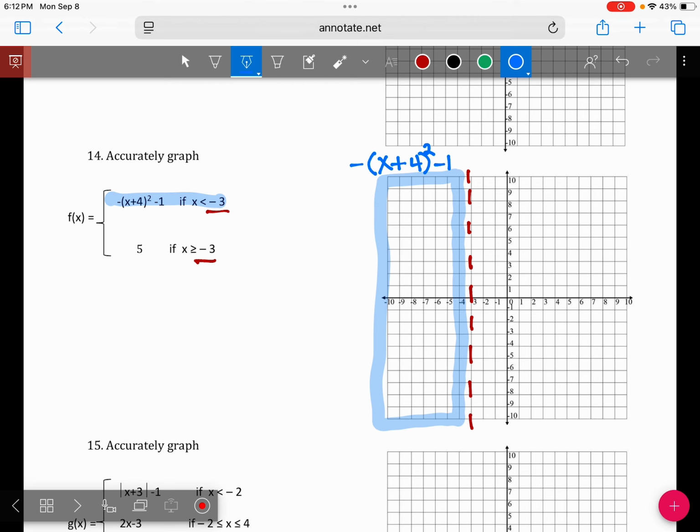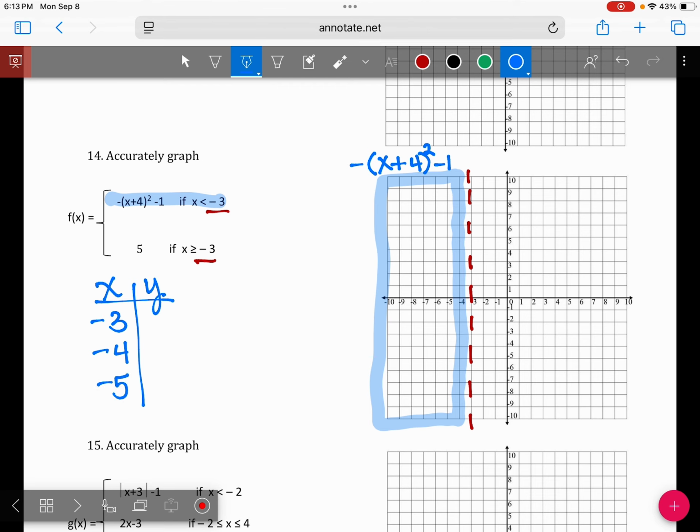So I know this is a parabola because it's squared. And I also know it's going to face downward because it's negative. So I'm going to make my T-chart. I'm going to start my chart at -3. And remember, I have to use these numbers. So I'm going to stick pretty close to the fence and do -4 and -5.